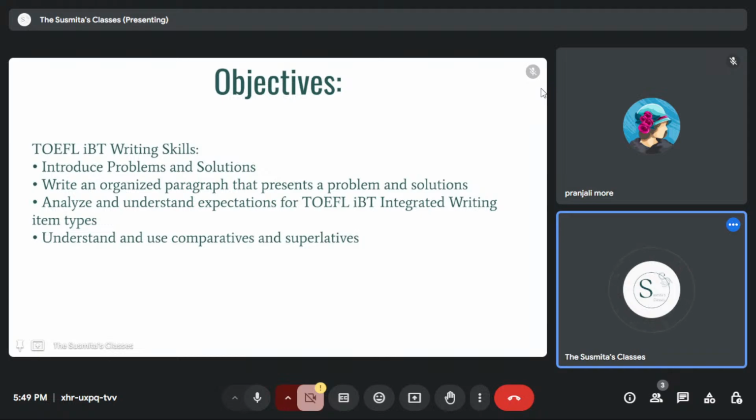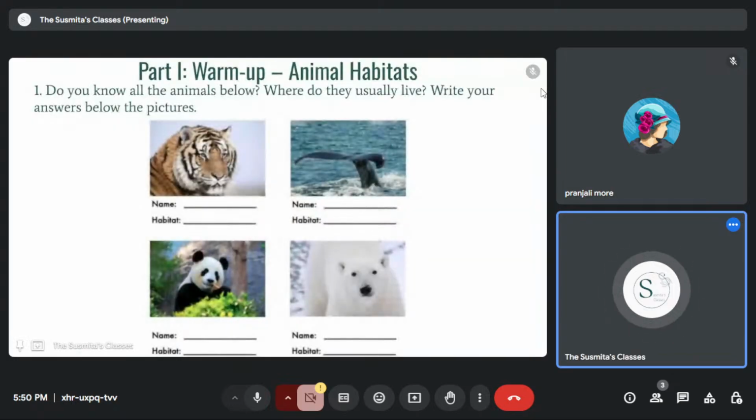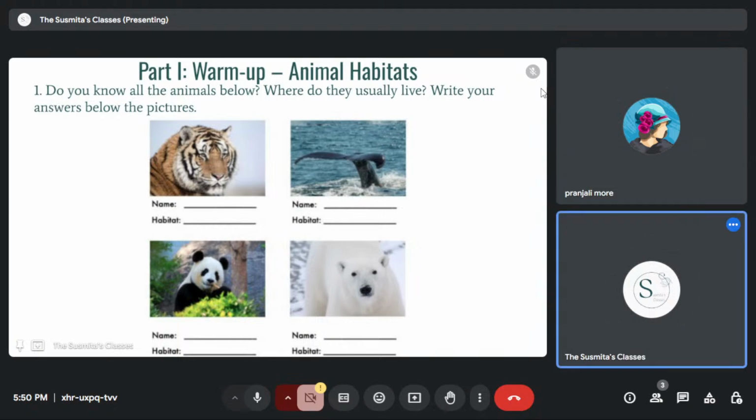Okay. Now, here, first thing that we have is we are going to talk about animal habitats. Over here, we have a warm-up part where you have to look at the pictures and write down where these animals usually live and of course the names of the animals also. Okay, try it out quickly.